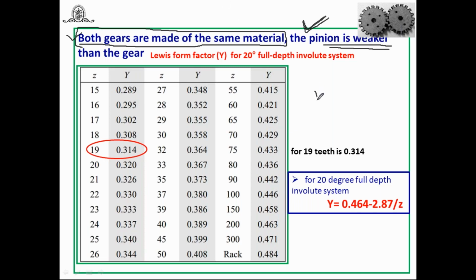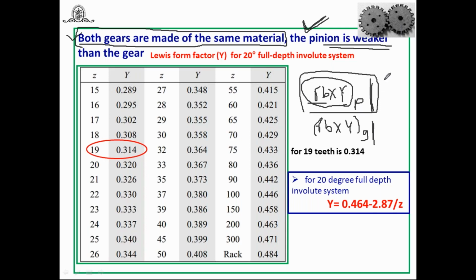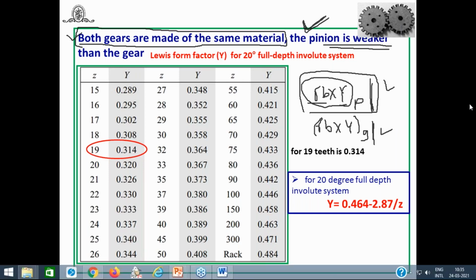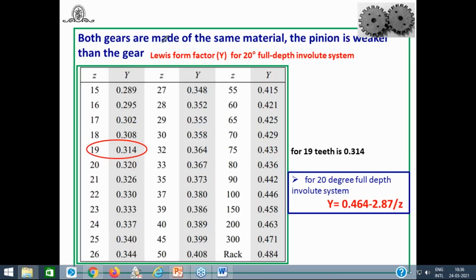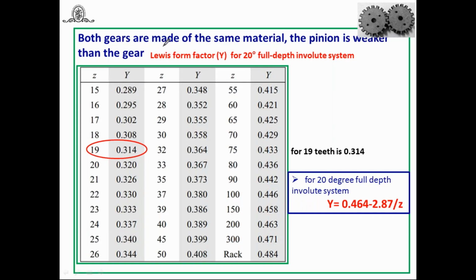If they are made of different materials, then you know very well which product: sigma b into y. Sigma b is the bending stress, y is the Lewis form factor, which you have to calculate for the pinion. Then sigma b into y, with y the Lewis form factor, again you have to calculate for the gear, and check which value is lower. Accordingly, you can decide whether the pinion is weaker or the gear is weaker. But in this problem, what is given? Both gear and pinion are made of the same material. Pinion is weaker, so our design should be based on the pinion.